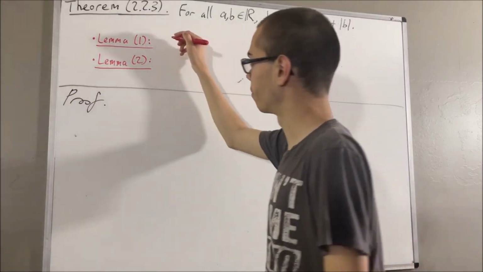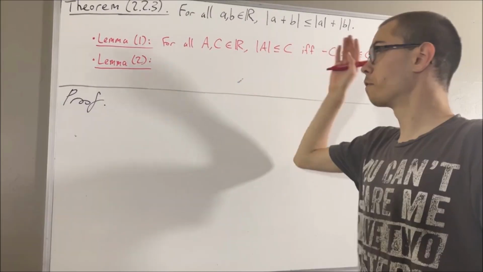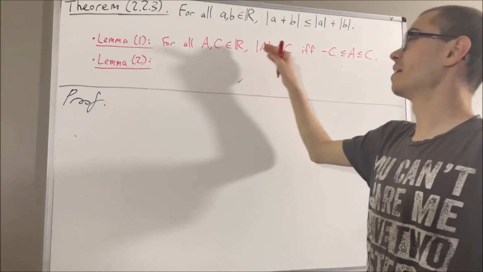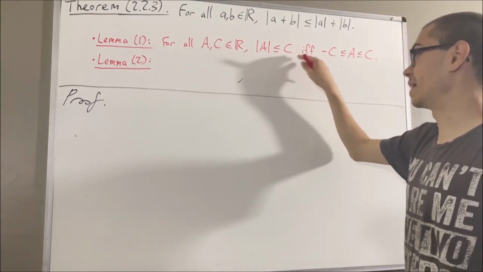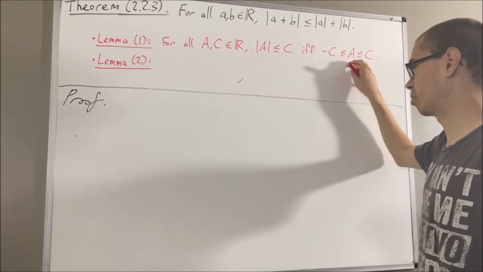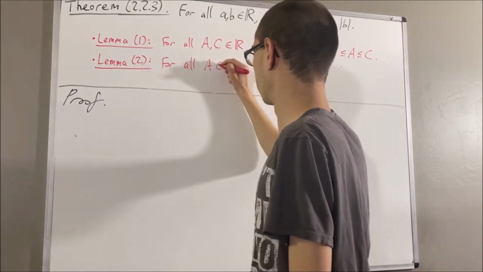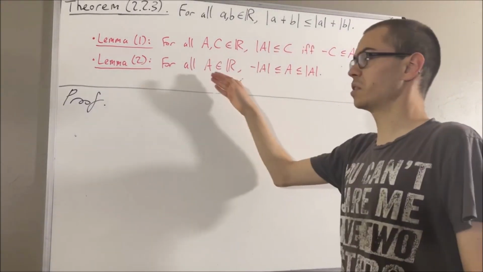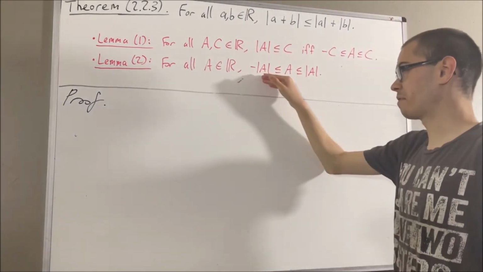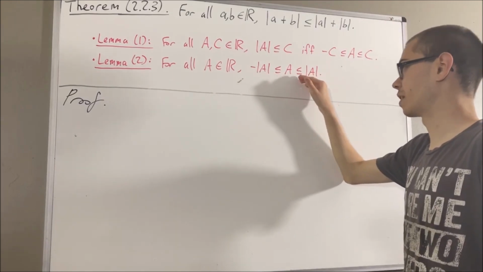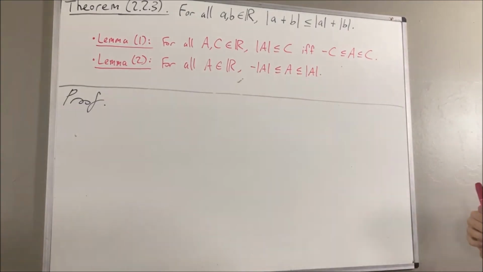Here's the first one. For all real numbers a and c, the absolute value of a is less than or equal to c if and only if negative c is less than or equal to a is less than or equal to c. And here's our second one. For all real numbers a, the negative of the absolute value of a is less than or equal to a, which is less than or equal to the absolute value of a.